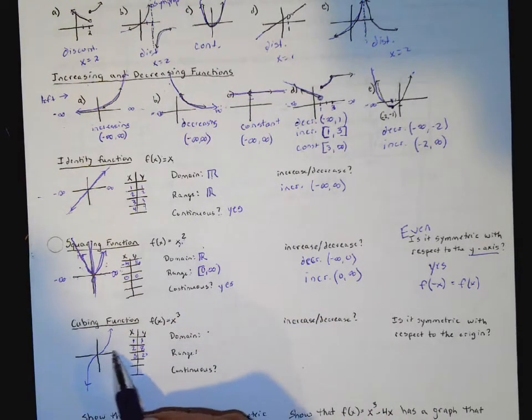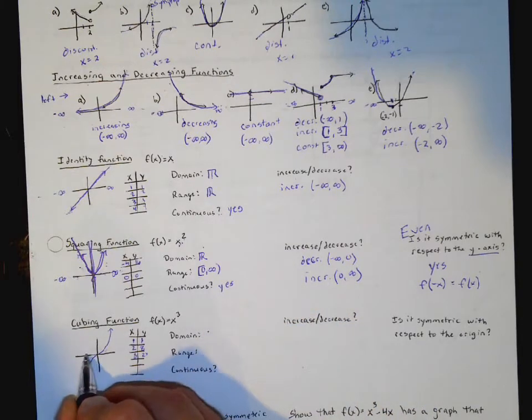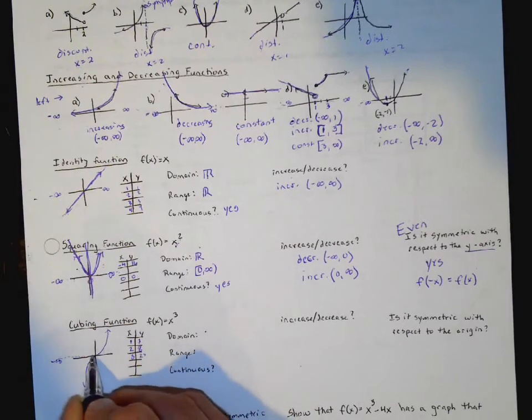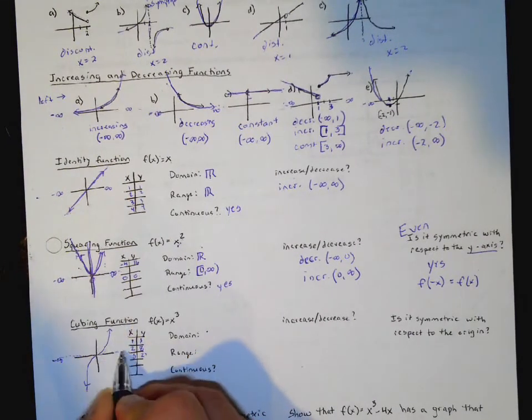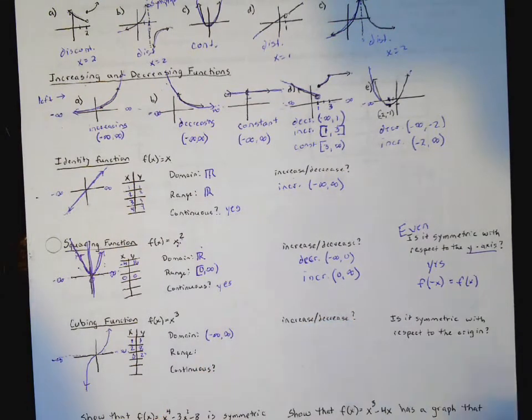The farther away it gets from 0, the more cubing makes it higher. Okay. So the cubic function, our domain, it'll keep going down, down, down, down, down all the way through negative infinity. It'll keep going up, up, up, up, up through positive infinity. So our domain goes from negative infinity to positive infinity.